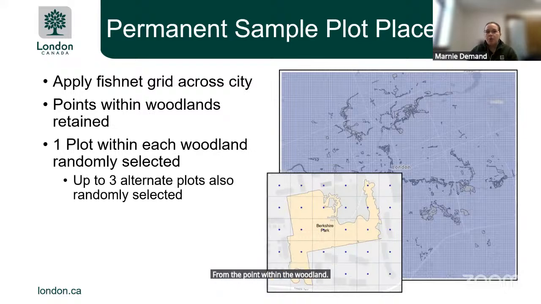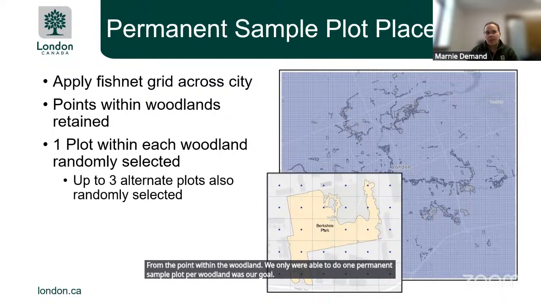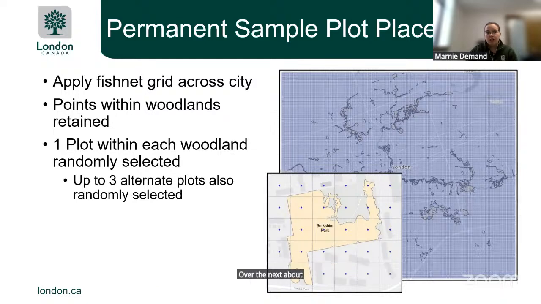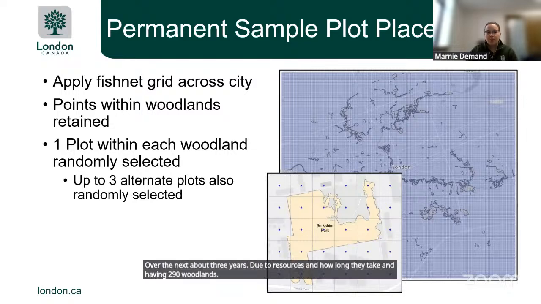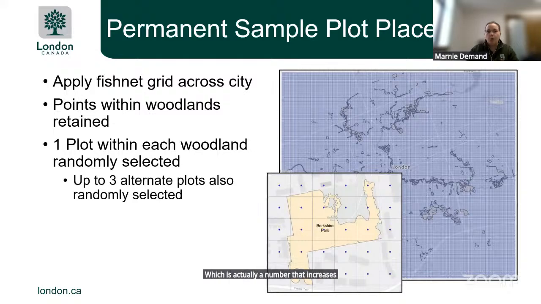We were only able to do one permanent sample plot per woodland. Our goal was over the next about 3 years, due to resources and how long they take, and having 290 woodlands, which is actually a number that increases slightly every year. So that's how the locations were selected.